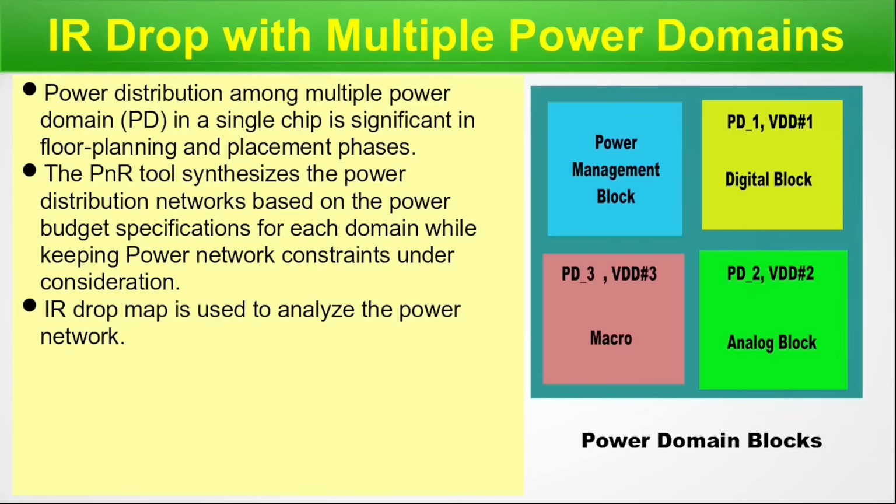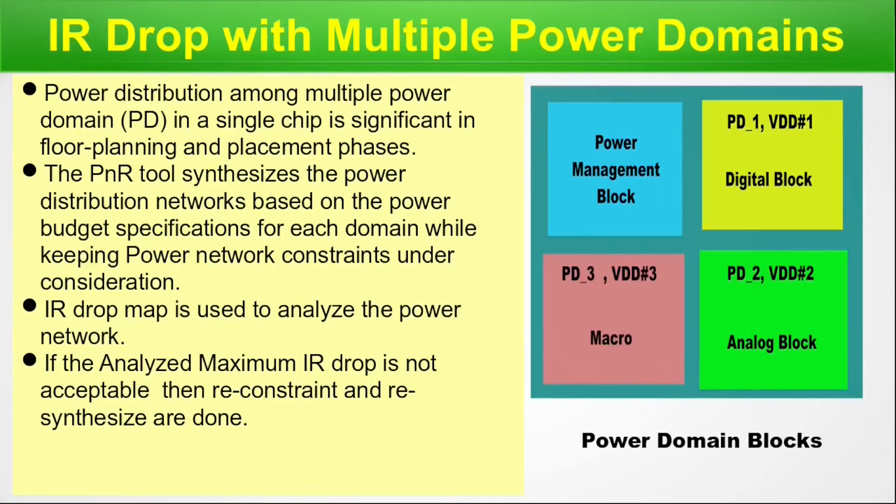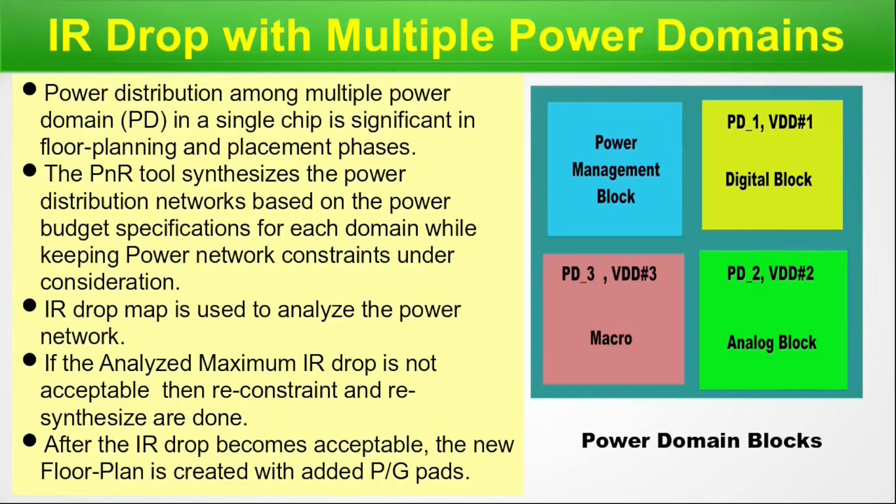We'll come to the IR drop map later. If the analyzed maximum IR drop is not acceptable, then reconstraint and resynthesis are done. So these are engineering changes that we do as per our analysis of the IR drop. After the IR drop becomes acceptable, the new floor plan is created with added power or ground pads. I have shown the pads in the first or second slide in this particular lecture. So we are done with the cases of multiple power domains, and how we deal with budgeting and the different power domains, and how we approach these situations. It's just discussed here in this slide. We are done here. Let's move on to the next slide.